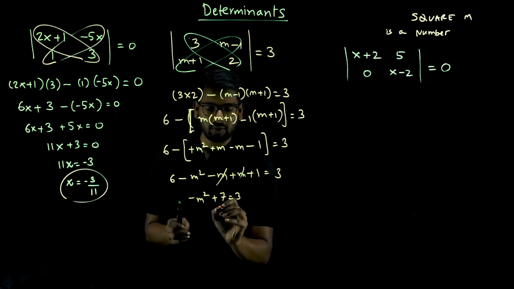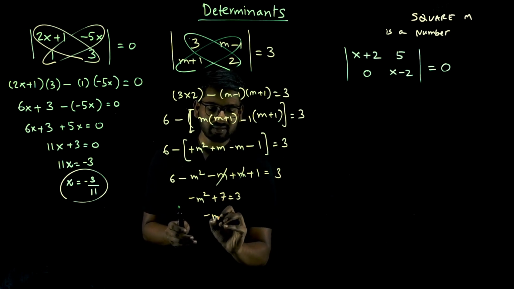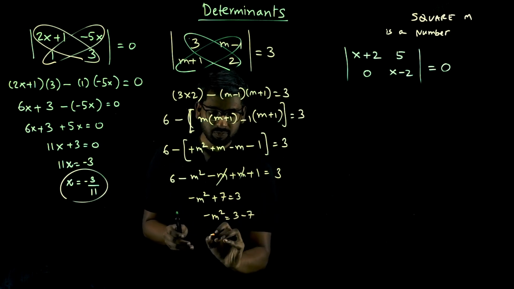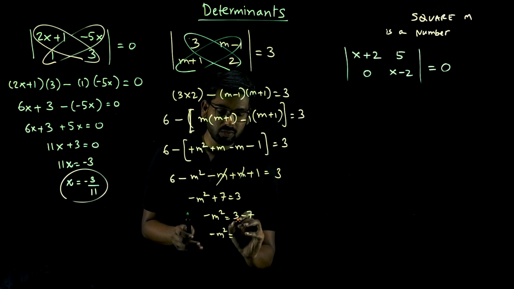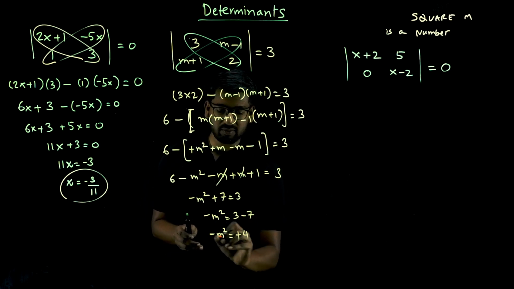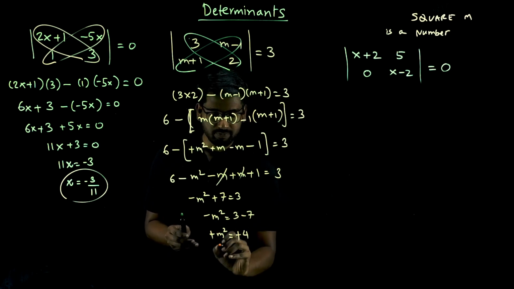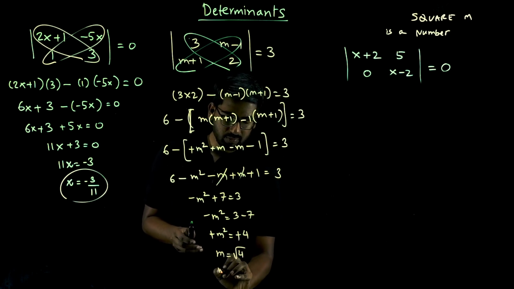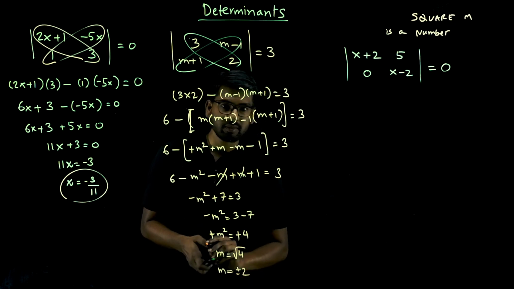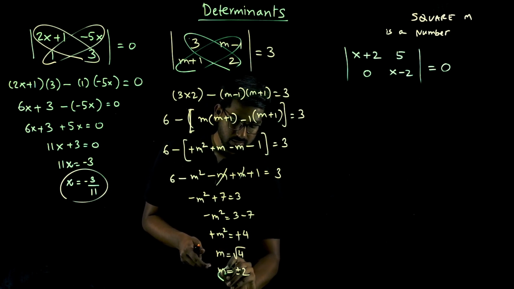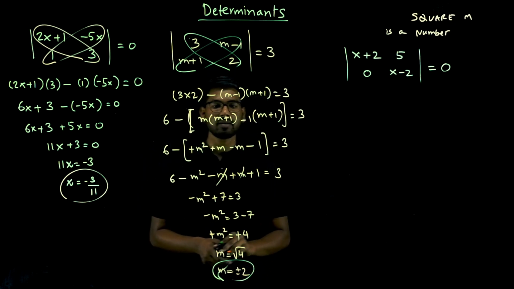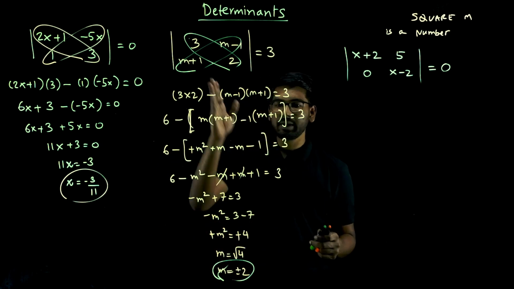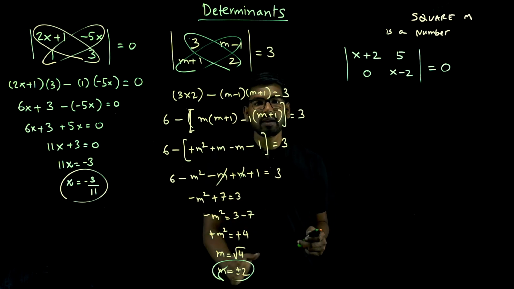Okay, so if you send 7 that side, minus m square is equal to ಏನಾಗುತ್ತೆ 3 minus 7, minus 7 ಆಗುತ್ತೆ, minus m square is equal to 3 minus 7 ಏನಾಗುತ್ತೆ minus 4, minus minus cancel ಆಗುತ್ತೆ. m square 4 ಆದರೆ m ಏನಾಗುತ್ತೆ square root of 4 ಅಥವಾ m is equal to plus or minus 2. So answer is m is plus or minus 2. Okay, so opening determinant and solving the equation for m.